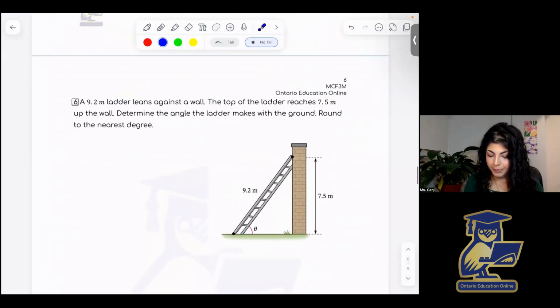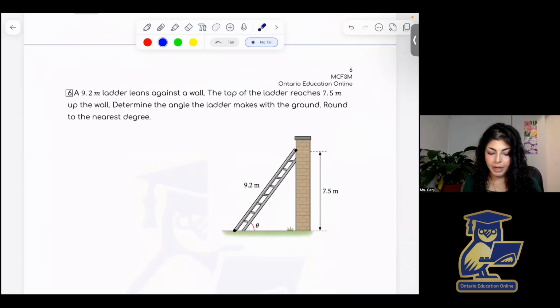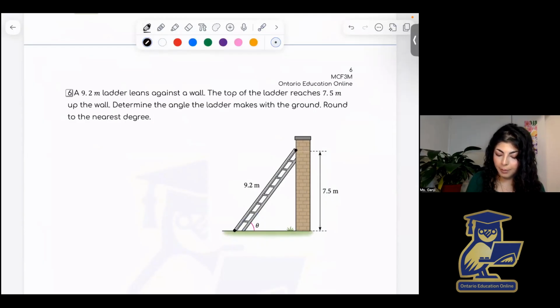And okay, now with our last example here, a 9.2 meter ladder leans against the wall. The top of the ladder reaches 7.5 meters up the wall, and we want to determine this angle that the ladder makes with the ground. So with respect to this angle, the sides that we're given are opposite and hypotenuse.